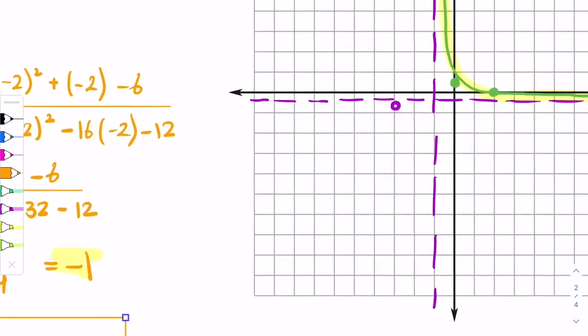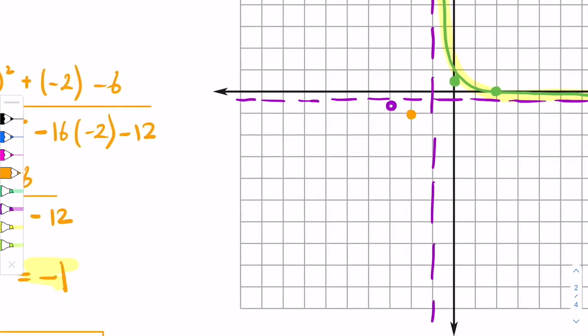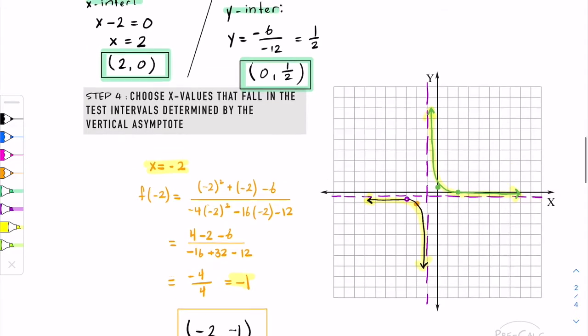When I plot that, the point is located right here. Now we have 2 points, one of them being a hole, but enough for us to graph our curve in the coordinate plane. And our final graph looks like this.